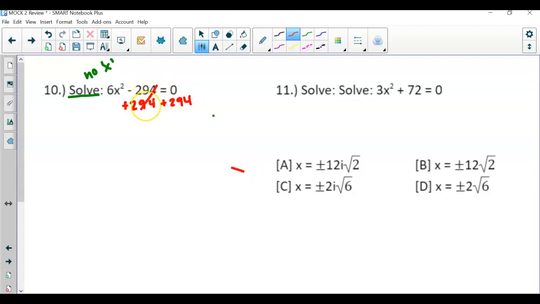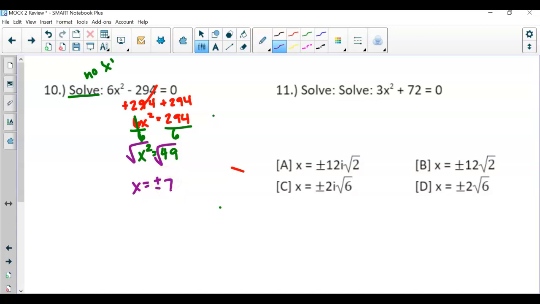So when I add 294 here, you do get 6x squared is equal to that 294. Now I can't take the square root yet because x is still being multiplied by 6. So now I need to divide both sides by 6. When you divide by 6, you do get x squared is equal to 49. Now I can take the square root. And here you end up with plus or minus 7.